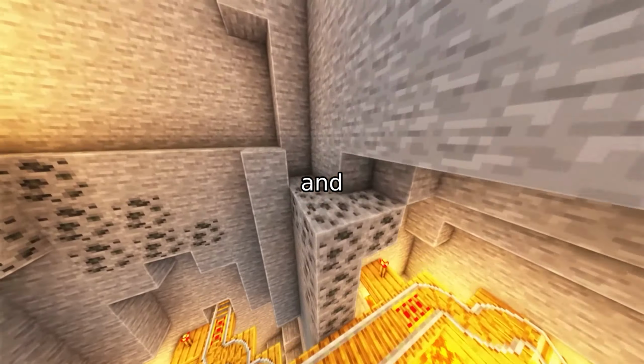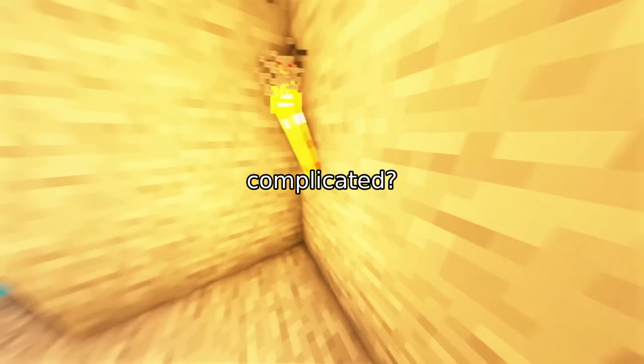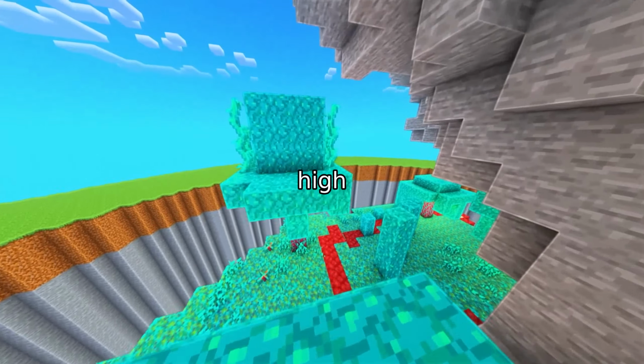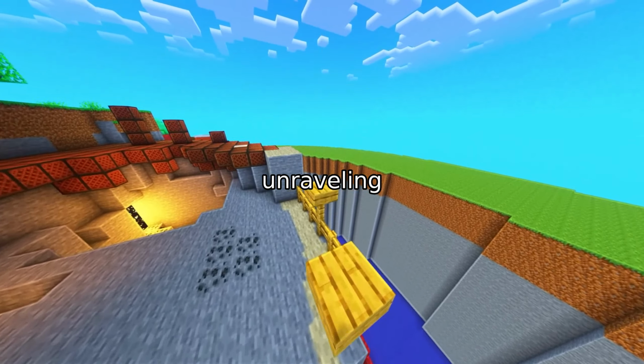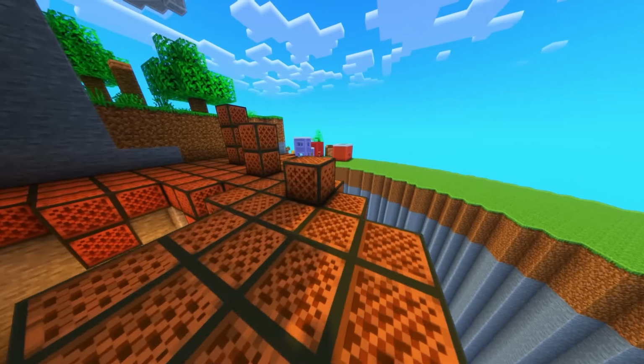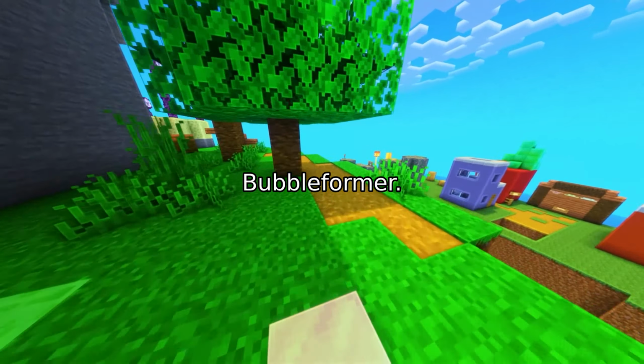Ever watched water boil and wondered how something so simple feels so complicated? It's not just bubbles rising. It's a high-stakes physics party where heat, fluid, and phase changes collide. Today, we're unraveling how scientists are finally cracking the code on boiling, thanks to a revolutionary AI model called Bubbleformer.